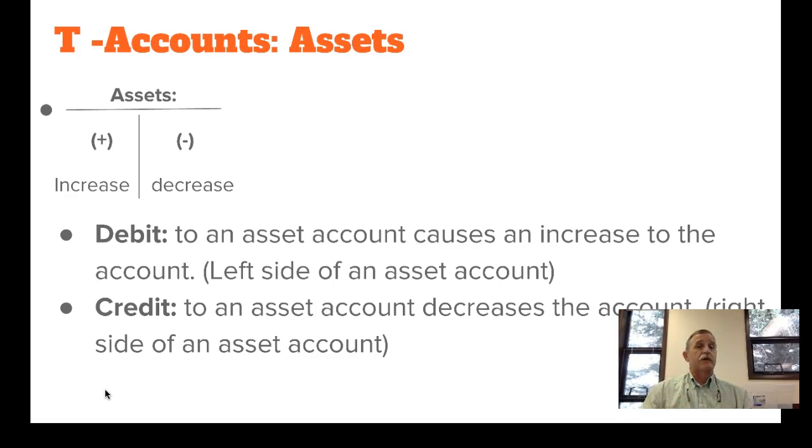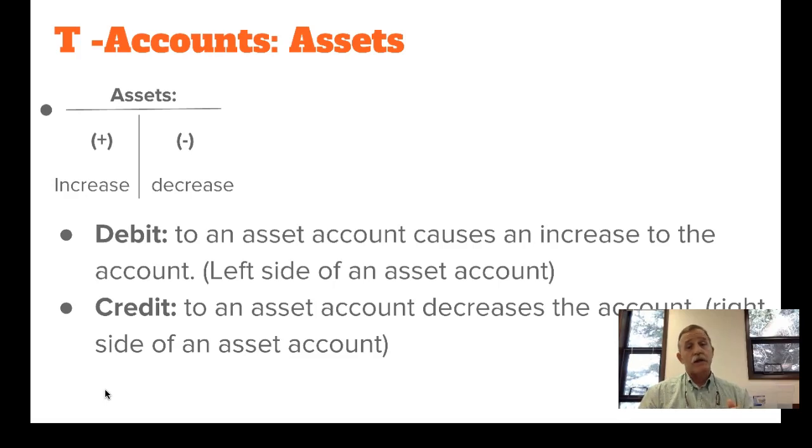So for an example, if we deposit $5,000 into our checking account, that would be one account within our chart of accounts called checking. If we deposited $5,000, it would debit the checking account. It would be an increase, or a positive. It'd go on the left side of that account. Okay, if we wrote a check for $5,000, it would go on the right side of that account.